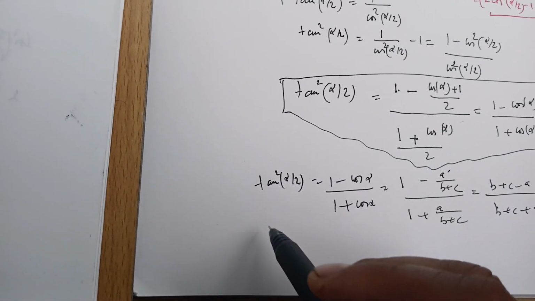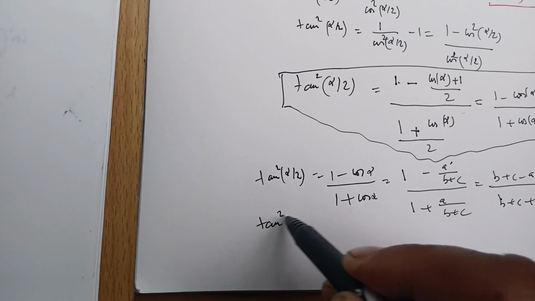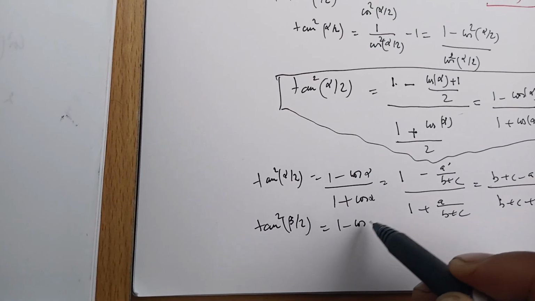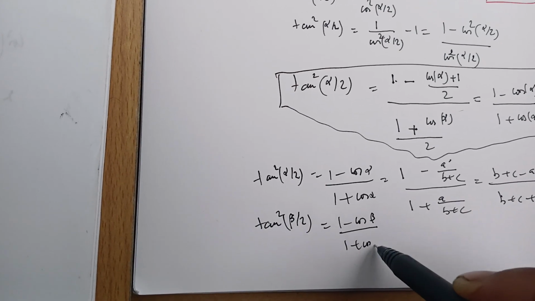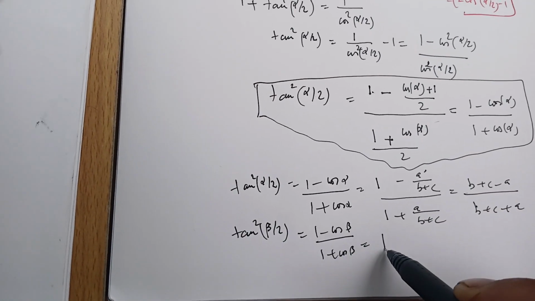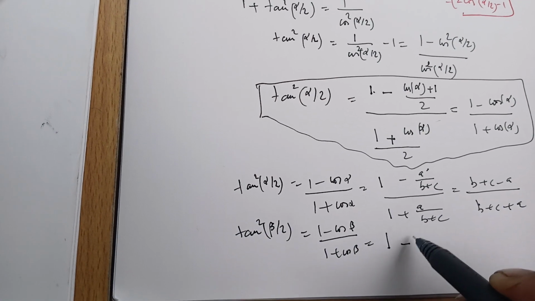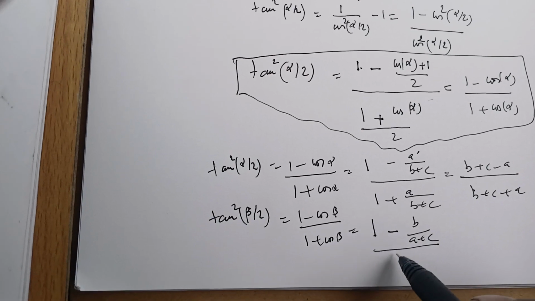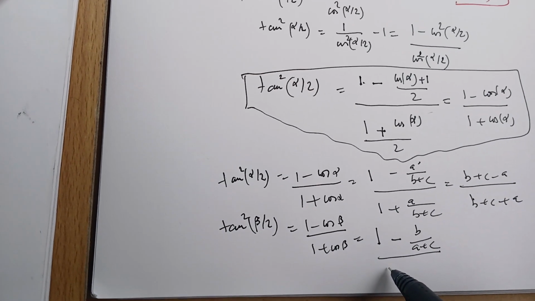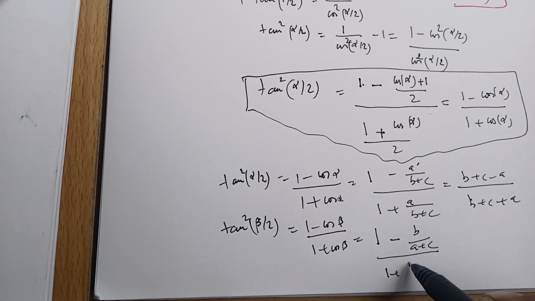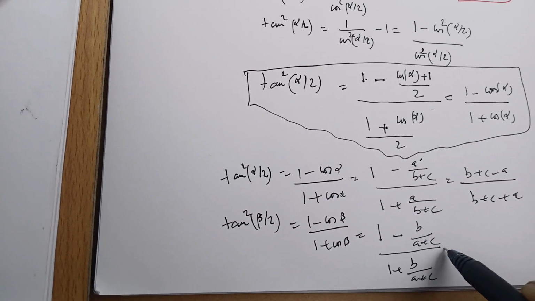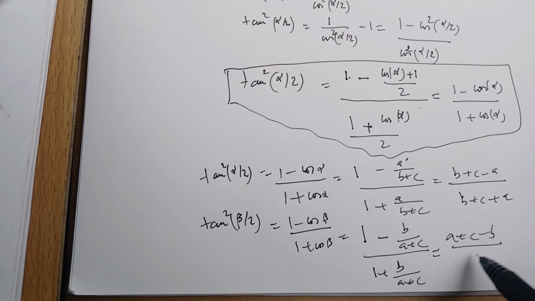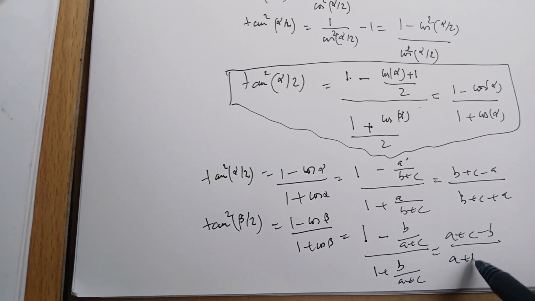For the same thing here, tangent squared of beta over 2 is 1 minus cosine beta over 1 plus cosine beta. So it's 1 minus b over a plus c over 1 plus b over a plus c. It will give me a plus c minus b over a plus b plus c.